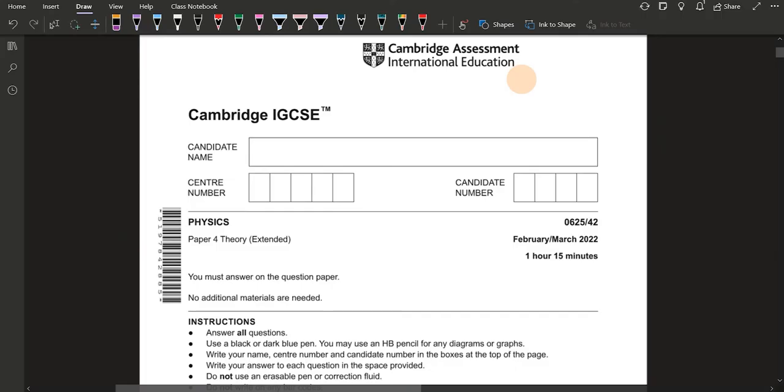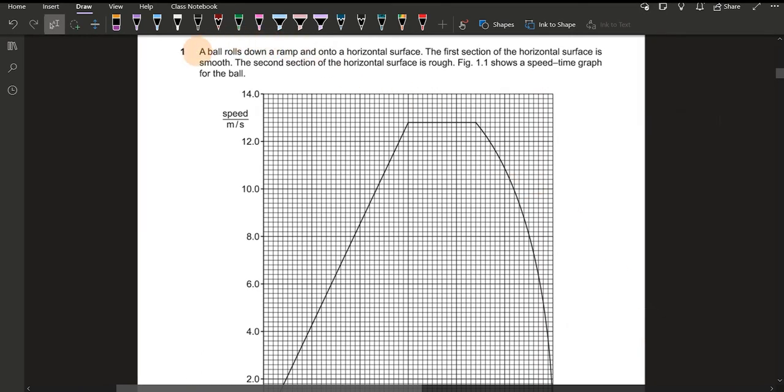Today we are doing the Cambridge IGCSE Physics 0625 Paper 2, February/March 2022 paper. Question number 1. A ball rolls down a ramp and onto a horizontal surface. The first section of the horizontal surface is smooth. The second section of the horizontal surface is rough. Figure 1.1 shows a speed-time graph for the ball.